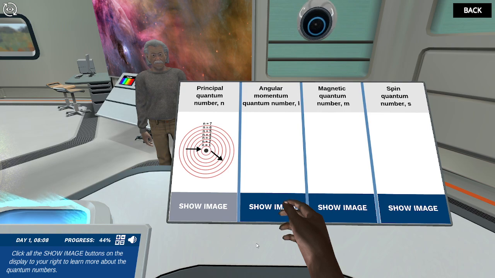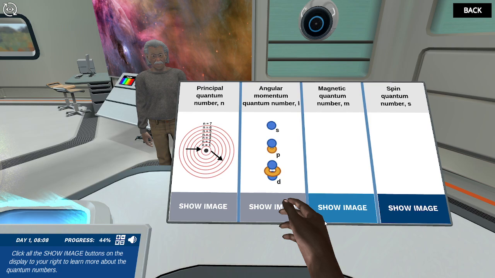The principal quantum number tells us the size and main energy level of the orbital. In Bohr's model, it also corresponds to the size of the electron's orbit. Bigger orbits have higher energy levels. The angular quantum number describes the shape of an orbital and its energy sublevel. The magnetic quantum number describes the spatial orientation of electron orbitals.